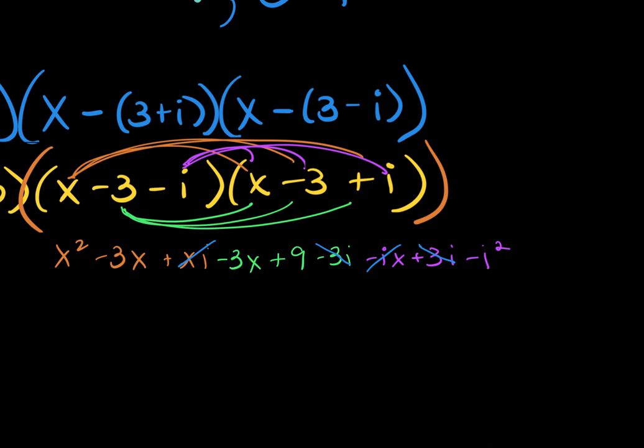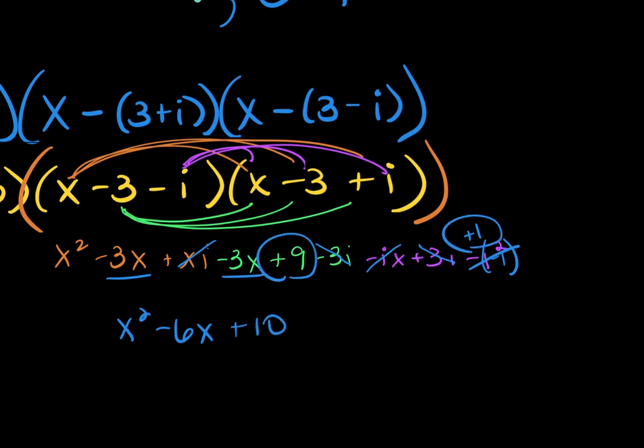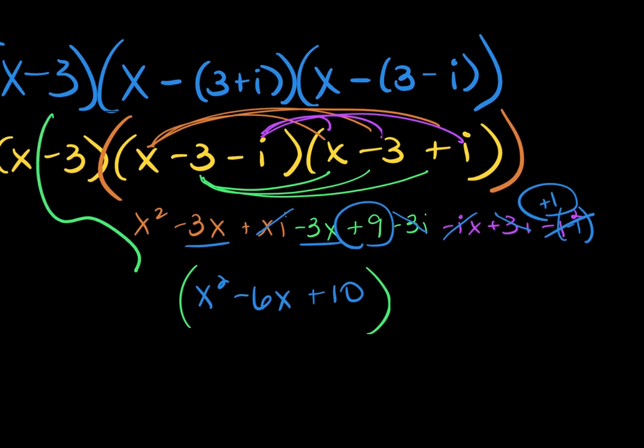And what is i squared? This becomes negative 1, minus a negative 1. Good. What comes out? Plus 1. And now combine your like terms. X squared. There are 2 negative 3x's. And then 9 plus 1 is 10. Is that it? No. Why would that not be the finished product? Now we get to multiply by what's on the front.